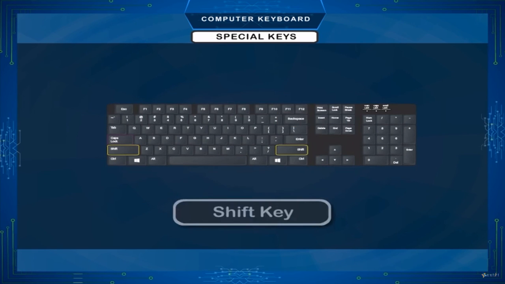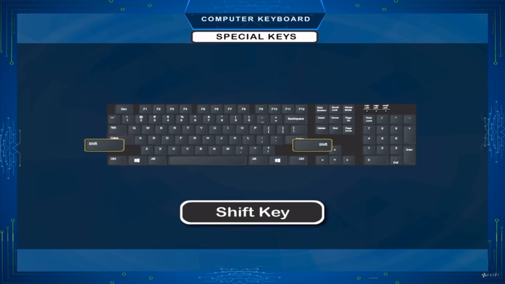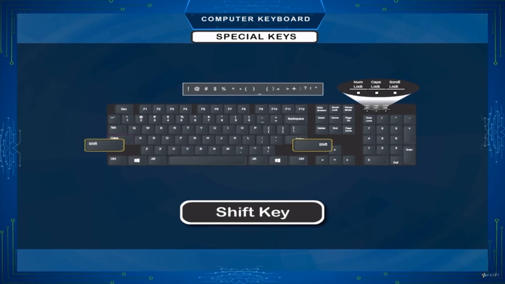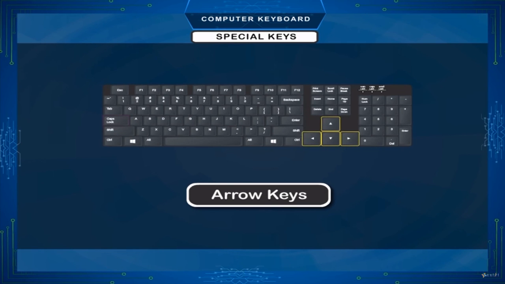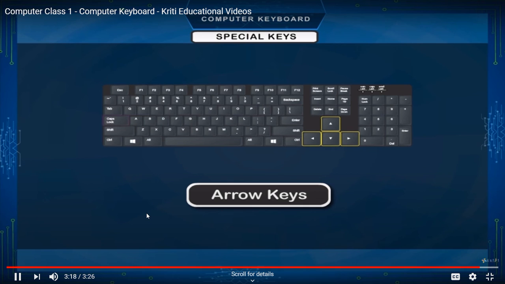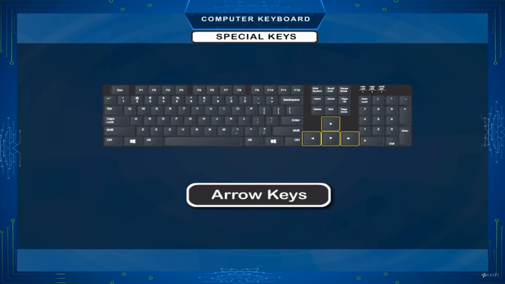Shift key. Shift key is used to type special symbols written on the upper side of the numeric keys and some other keys. It is also used to type a single capital letter at the beginning of a sentence when caps lock is off. Arrow keys, also called cursor control keys or cursor moving keys, are used to move the cursor in up, down, left and right directions.